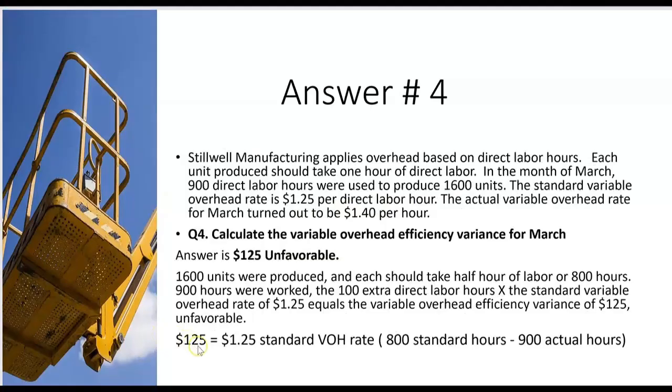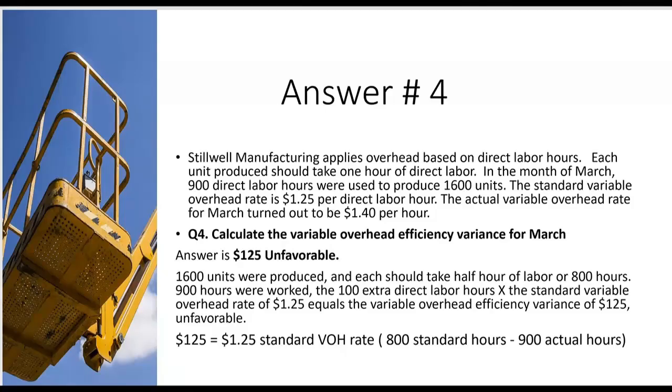So this $125 unfavorable variable overhead efficiency variance is based on the hours worked, the actual hours compared to the standard hours. The focus of the variance is what's inside the parentheses. For efficiency, we're focusing in on the hours worked. What should have been worked to make 1,600 units? 800 hours. What was actually worked to make 1,600 units? 900 hours. We have 100 wasted hours, times what's on the outside of the parentheses for an efficiency variance? The standard rate. So the standard rate of $1.25 times that 100 wasted hours gives us $125 variable overhead efficiency unfavorable.